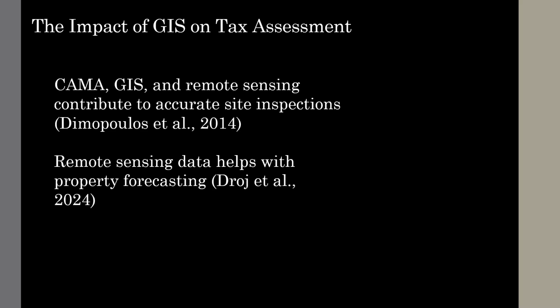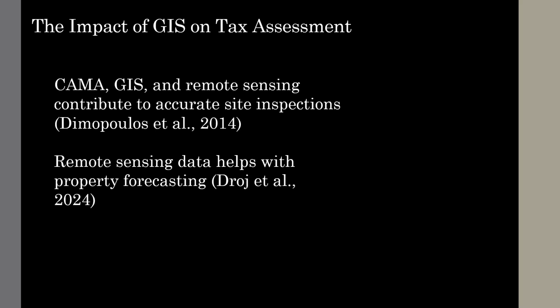Studies have also shown that GIS plays a major role in property valuation. Remote sensing, including street-level imagery, is a major contributor to property valuation because it provides data for informed valuation and forecasting. CAMA, GIS, and remote sensing can be integrated together to create an accurate tool that is geographically precise and can also reduce site inspections.